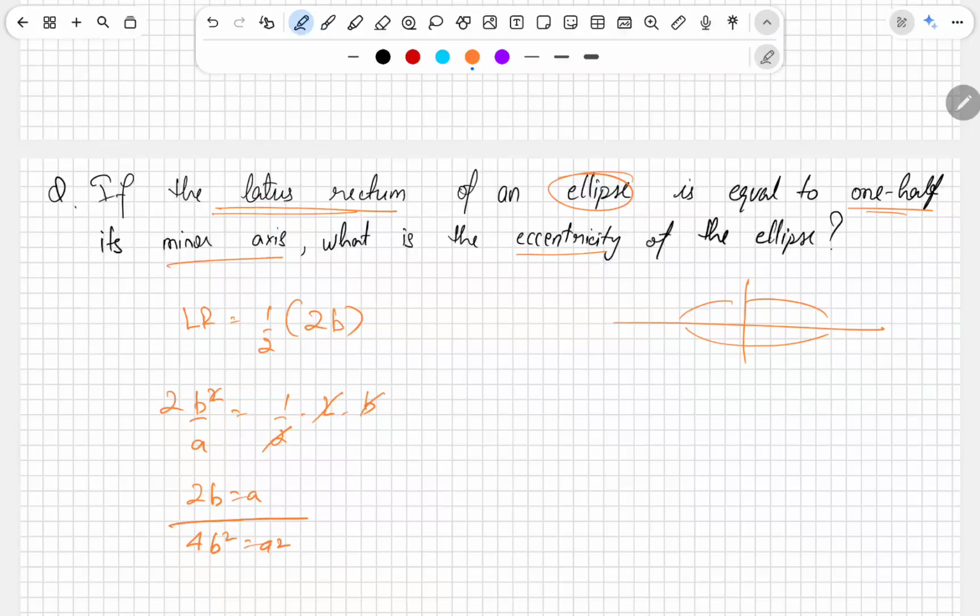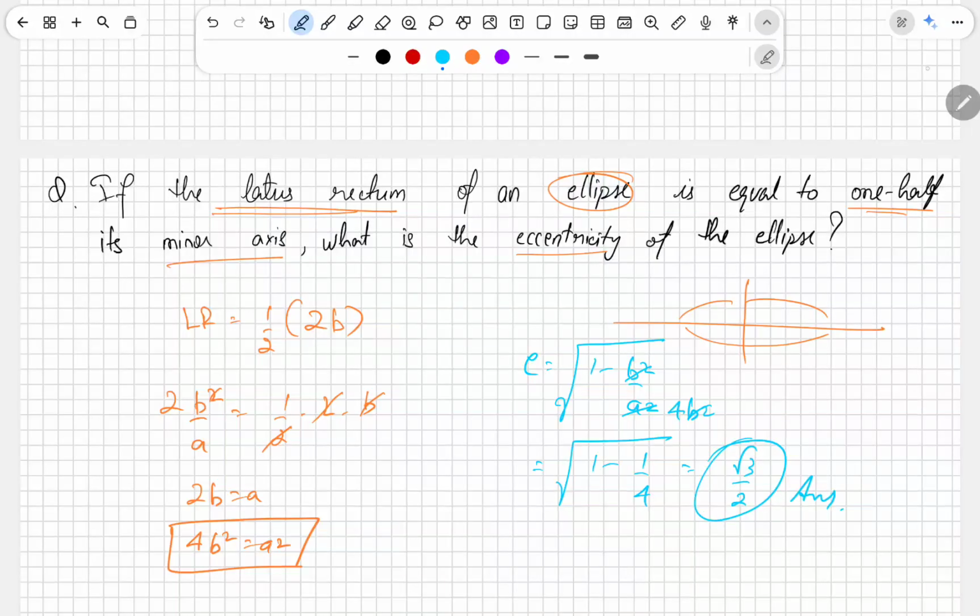4b square equals a square is the relation. We have to find eccentricity, which is under root 1 minus small square upon big square. A square is equal to 4b square. Now b square cancels b square. I'll get under root 1 minus 1 by 4, that is equal to root 3 by 2, which is going to be the final answer.